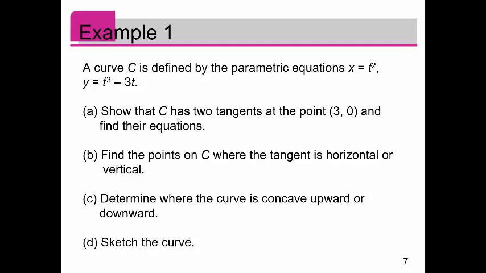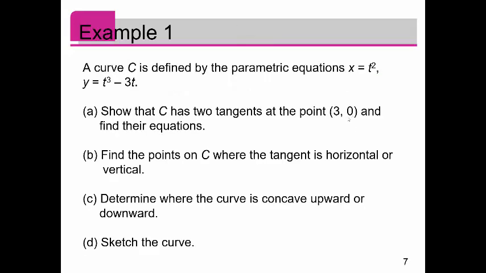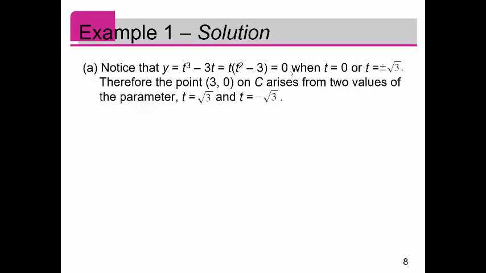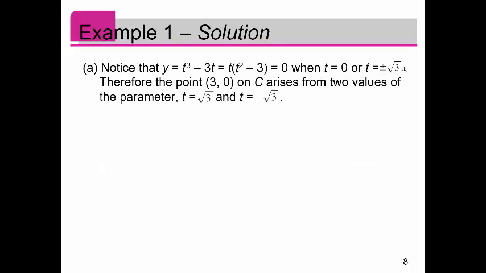So let's do the first one here: show that it has two tangents at the point (3, 0) and find their equations. Let's just start with y, because what we're saying here is y is equal to 0. You set it equal to 0 and solve, just factoring out a t, and you'll get t is equal to 0, or t is equal to plus and minus the square root of 3. But if you plug t equal to 0 in here, you would get x is equal to 0 squared, which is 0, so you can't have that one. But the other two are plus and minus the square root of 3.